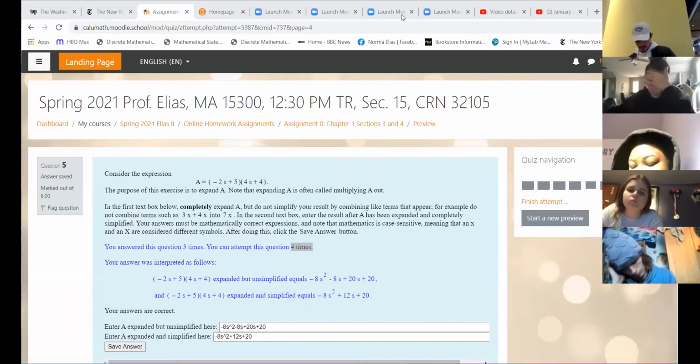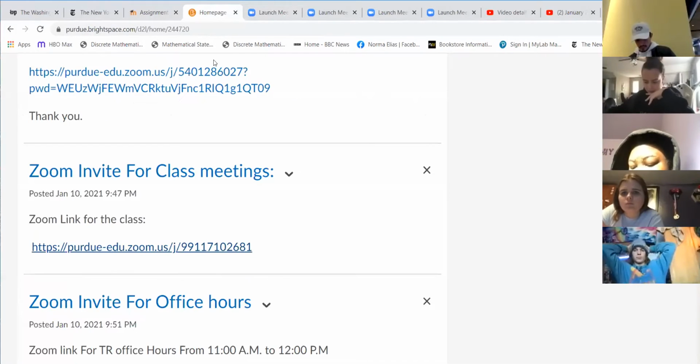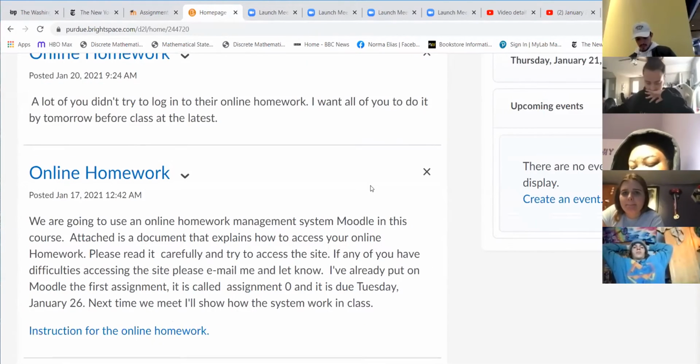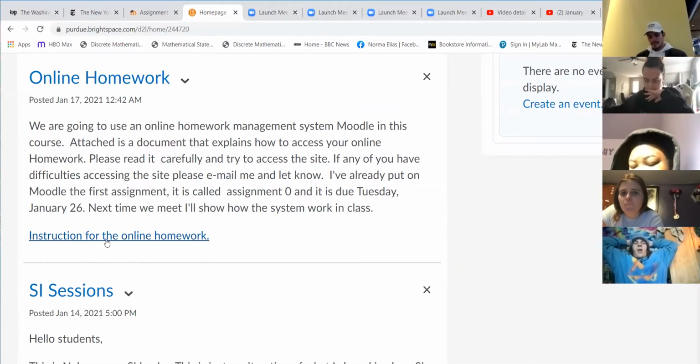Yes, I was wondering how you access your password. On Brightspace, I have a registration form, an instruction for you. Okay, if you go to Brightspace, and I emailed it to you as well. So if you go to Brightspace, here, that's your home page, that's your class, and online homework. Did you guys see that? This gives you all the instructions you need to connect to Moodle.